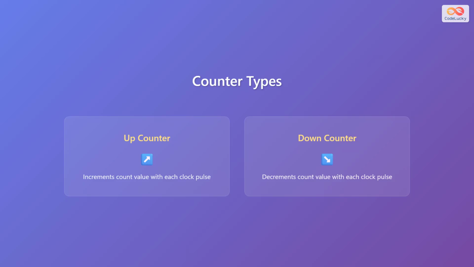First, we have the up counter, which increments its count value with each clock pulse, essentially counting upwards. Then we have the down counter. It decrements its count value with each clock pulse, counting downwards.